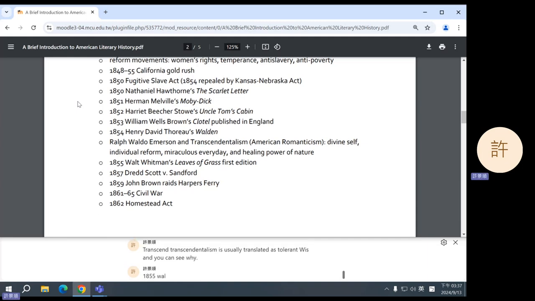1855, Walt Whitman's first edition of his poems, Leaves of Grass. Whitman is probably the most important American poet. We're going to read, I think, one of his poems. His poems can be very long, so we're only going to read, I think, one.